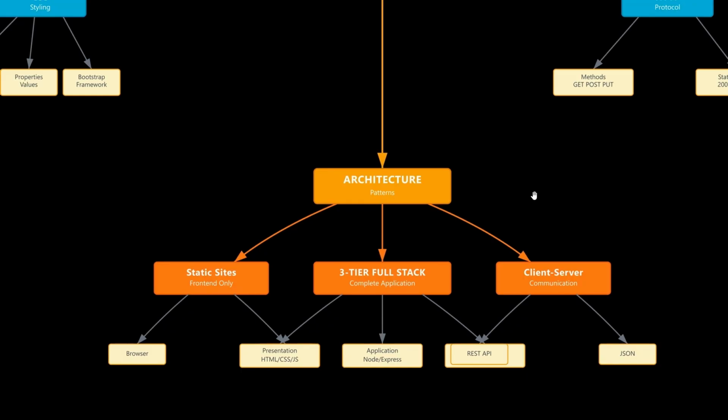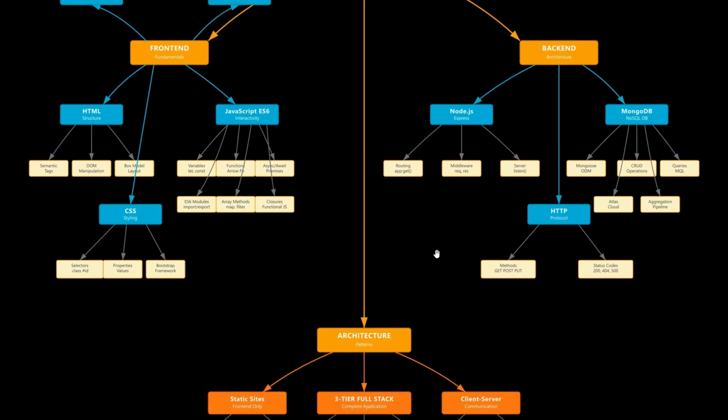So put it all together and we see a complete picture. A user wants to see a list of products on an e-commerce site, and when they open the browser, that's the presentation layer. The JavaScript code in the browser fetches the data. The request goes over HTTP to the Node Express server, the application layer. The server receives the GET request to the API, queries MongoDB, and gets the data. The server formats it as JSON and sends it back over HTTP.